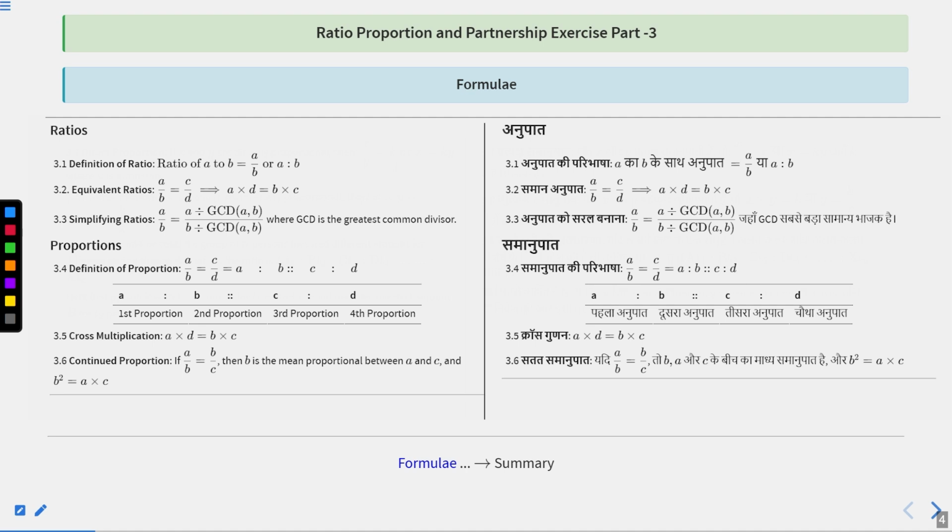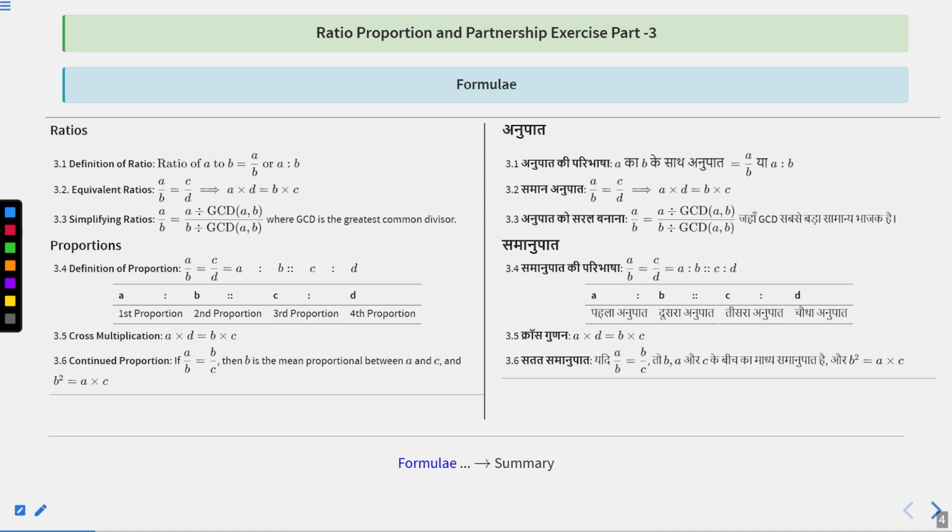If A ratio B equals C ratio D, then A into D equals B into C. In the same way, simplifying a ratio: A upon B is in simplified form when their greatest common divisor is 1. So we divide both numerator and denominator by the greatest common divisor of A and B, and then we get the number in simplified form, which is A ratio B. Clear?